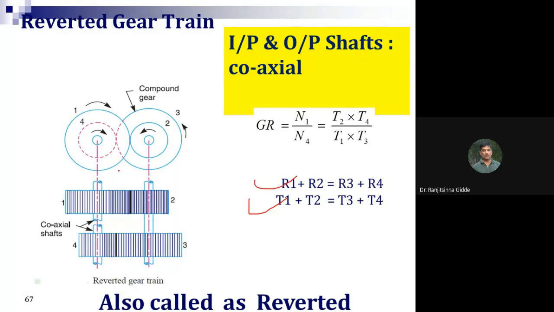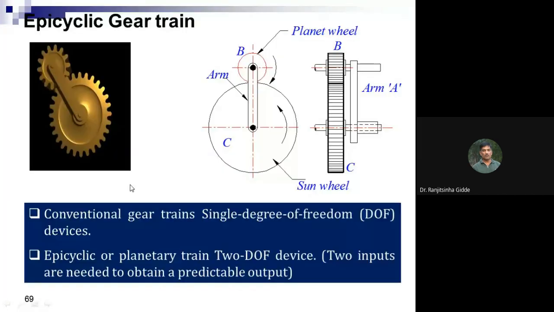So a gear train in which the input and output shafts are coaxial is known as a reverted gear train. This fourth type I will take in tomorrow's lecture. Now, just MCQ test number 2 based on chapter number 5 part A and one or two questions from this current part. Okay, thank you.